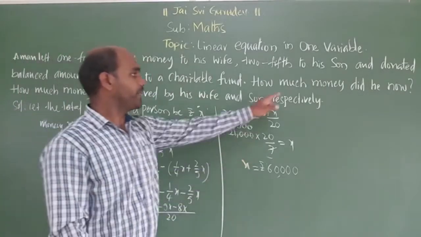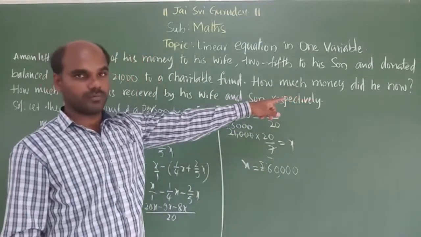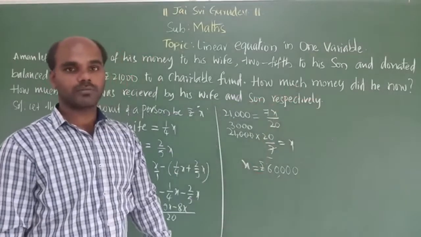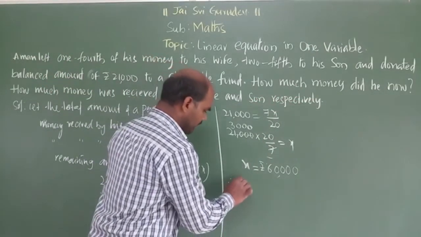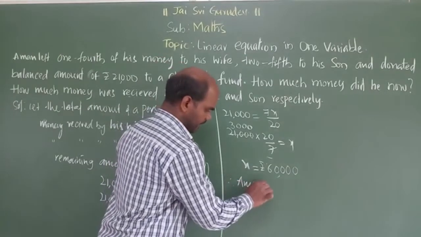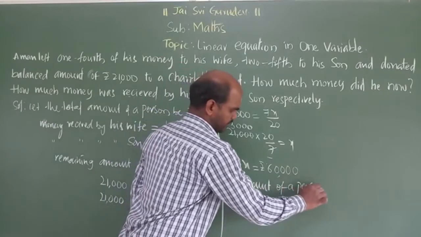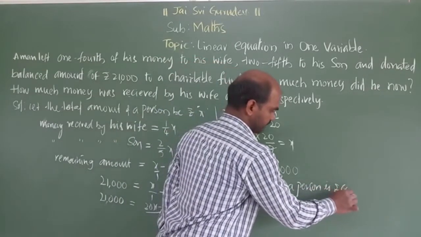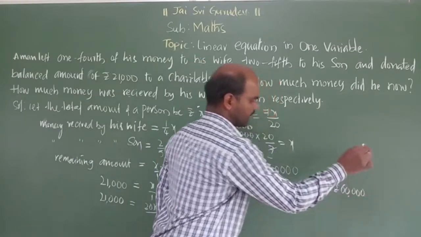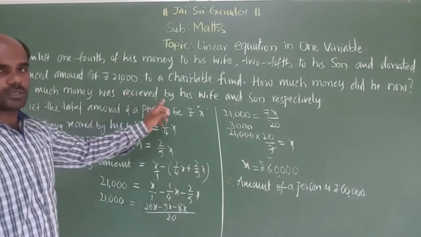So now this first question is completed. How much money did he have? The total amount of the person is 60,000. Next, we have to find both amounts also, children.